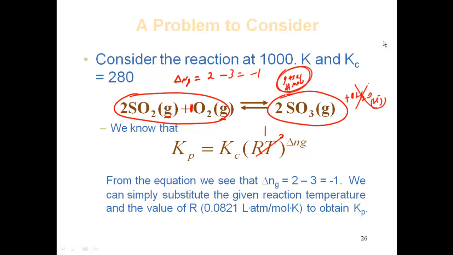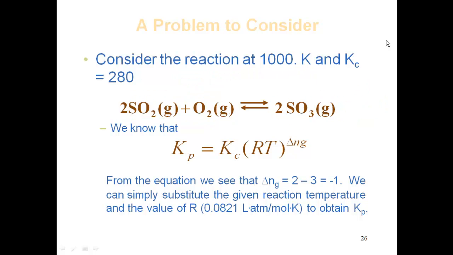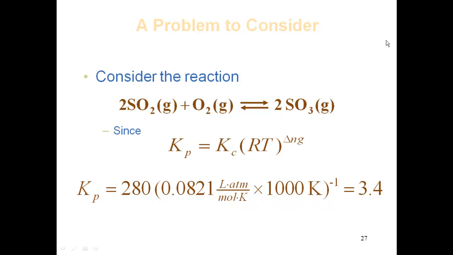So continuing on with this problem, we will go ahead and plug in our Kc, our R and T, and delta Ng. For Kp, for Kc we plug in 280. We plug in R, which is 0.0821 liter atmosphere per mole Kelvin. We plug in our temperature, which is 1000 Kelvin. Remember, that has to be in the same units so I can cancel. So if it's given to me in Celsius, I'm going to convert it. And all that is raised to the -1 power, which we calculated as our delta Ng.